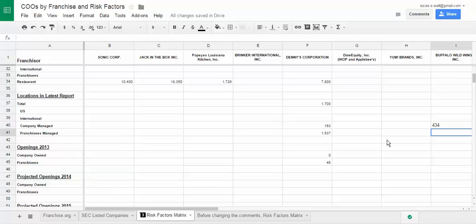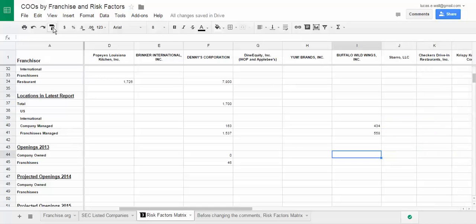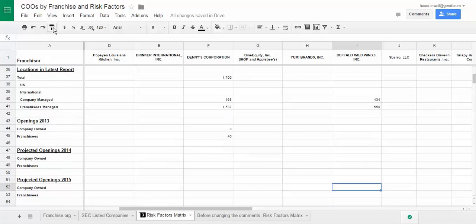So what I want you to remember is that every 10K has the data in a different place. It's up to you to find it, see where it is, see how much information you can get about how many they opened in 2013, if they are including that information, and maybe how many they are projecting to open in 14 and how many they are projecting to open in 15. I do know different 10Ks show different pieces of information. See how much you can gather and let me know if you have questions. Thank you.